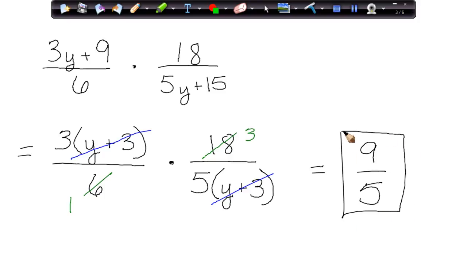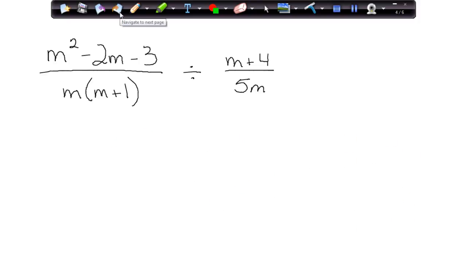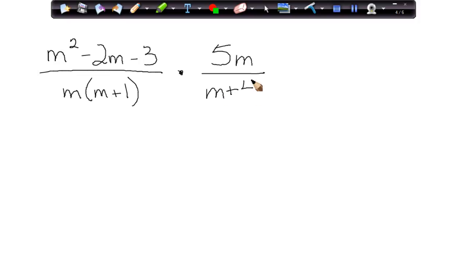All right, great. Let's look at an example of division. Okay, we have the division here. It's the same thing. Whenever you multiply fractions, you just multiply across. Whenever you divide fractions, you flip the second one. So for starters, we're going to go ahead and flip this, okay, and then multiply. So I'm just going to erase this real quick, and we're going to write 5m over m plus 4. So this is going to be times 5m over m plus 4. So flip the second one and just multiply.